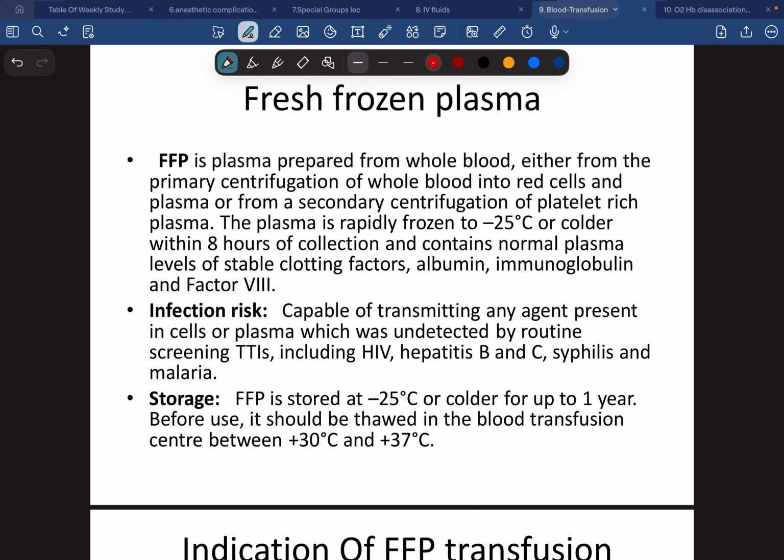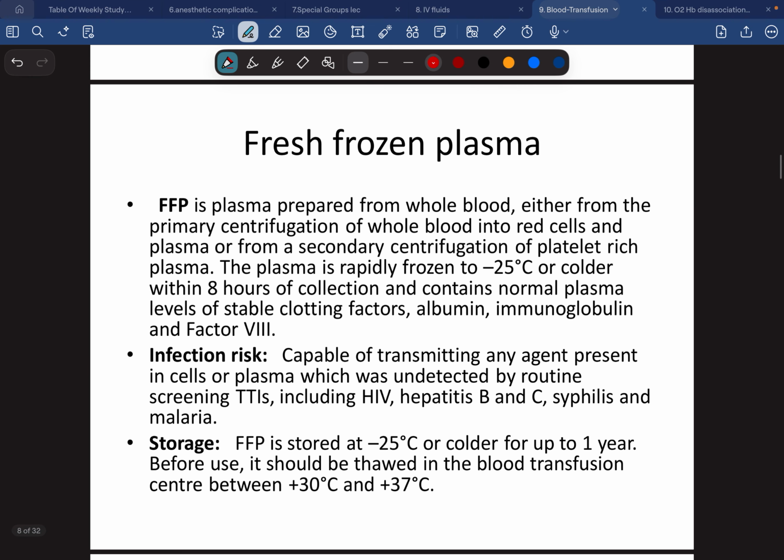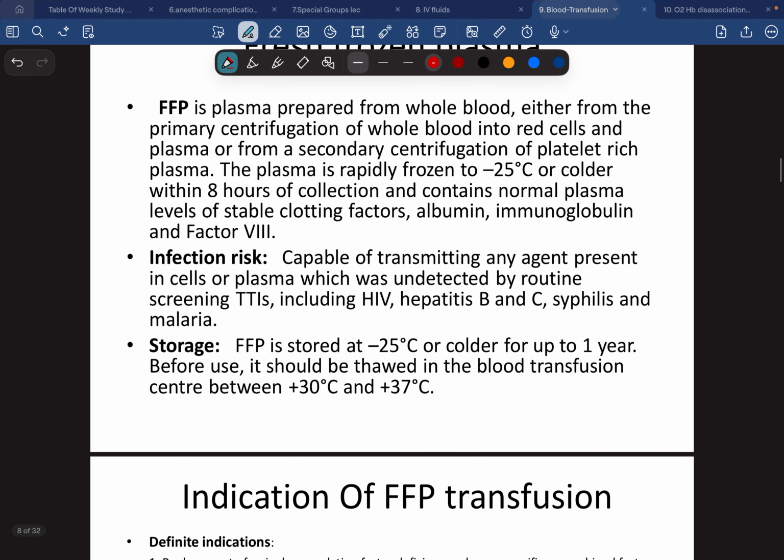Fresh frozen plasma, prepared from the whole blood. Platelets are stored at room temperature, which increases the risk of infection. Fresh frozen plasma should be processed within 8 hours of collection, immediately rapidly frozen to minus 25 degrees, and once needed, it can be thawed. Because it's rapidly frozen at these temperatures, it can last up to 1 year. Once we need to use it, we just thaw it to temperatures between 30 and 37.